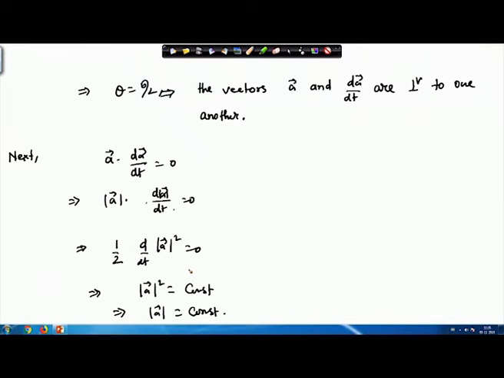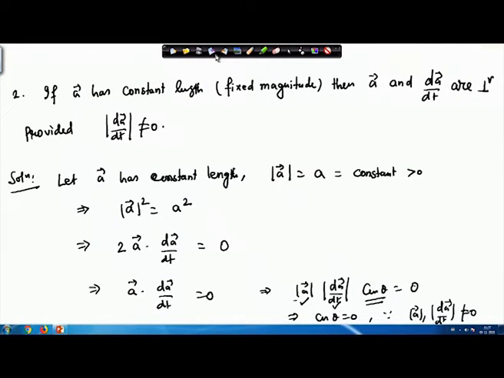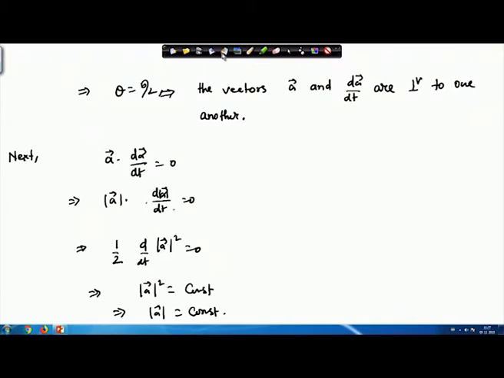So, that means if the dot product is 0, then in that case we can also say that the vector is of constant length. Of course, this condition is necessary as well as sufficient, provided this is true. All right. So, these were the two basic results that we proved here.